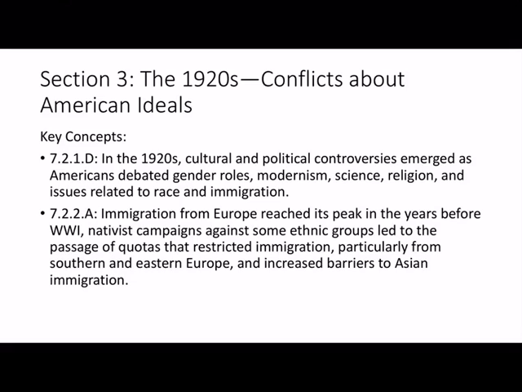721D: in the 1920s, cultural and political controversies emerged as Americans debated gender roles, modernism, science, religion, and issues related to race and immigration. And 722A: immigration from Europe reached its peak in the years before World War I. Nativist campaigns against some ethnic groups led to the passage of quotas that restricted immigration, particularly from Southern and Eastern Europe, and increased barriers to Asian immigration.